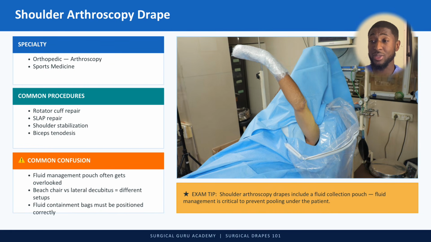Or even in the arthroscopy, those drapes are going to have a pouch as well and going to be collecting fluids. And you need to plug that up to suction and throw that suction to your nurse. That way you can make sure that doesn't get all over the floor. Beach chair versus lateral decubitus are different setups, and fluid contamination bags must be positioned correctly so that you don't have saline spilling into your socks. You don't want wet socks. Shoulder arthroscopy drapes include a fluid collection pouch. Fluid management is critical to prevent pooling under the patient or wet socks.